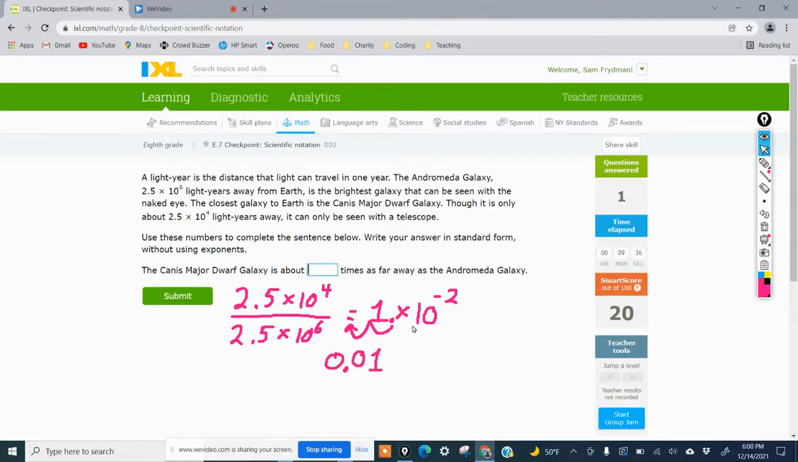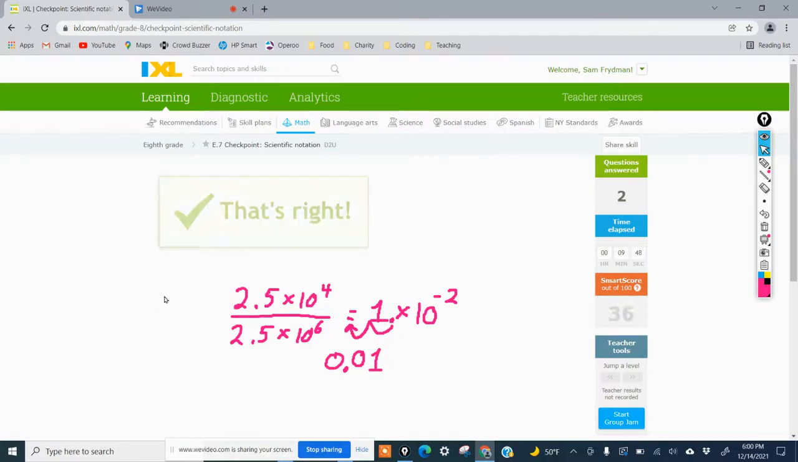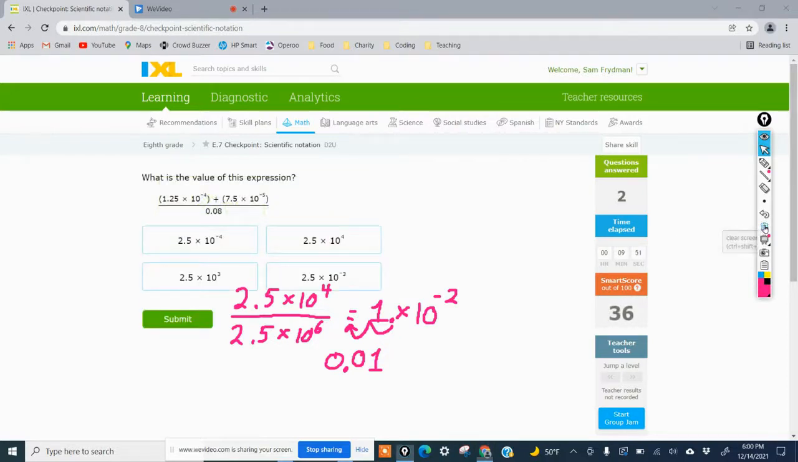So the Canis Major Dwarf Galaxy is about 0.01 times as far away as the Andromeda Galaxy, which actually means that it's closer than the Andromeda Galaxy, closer to the Earth. Okay, so that was a fun one.